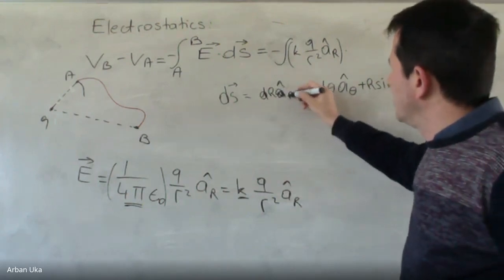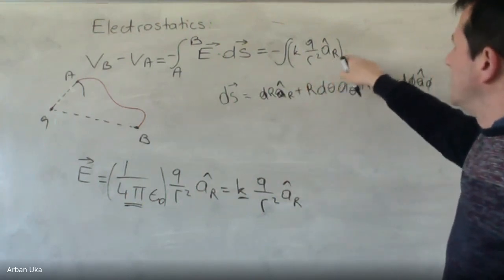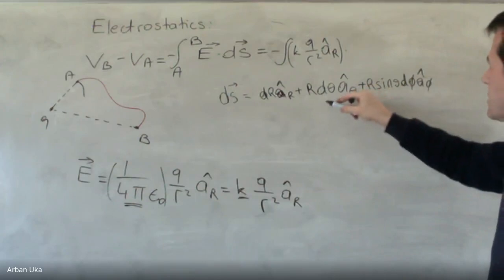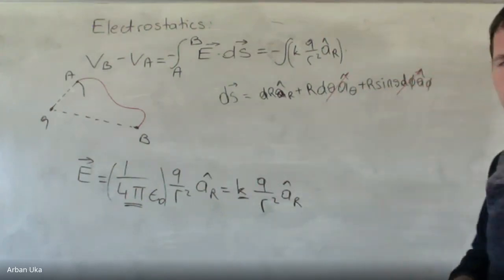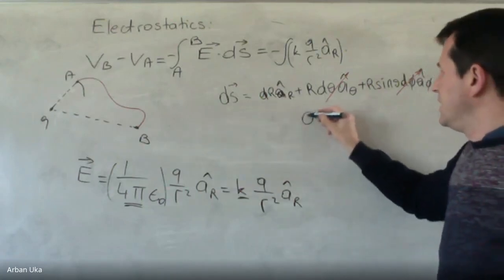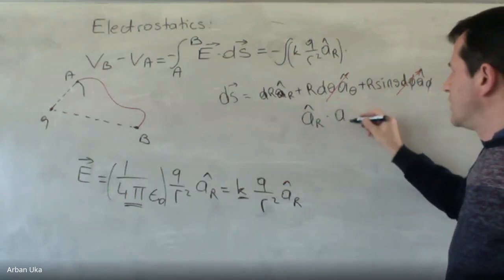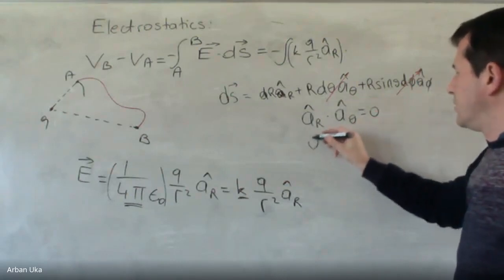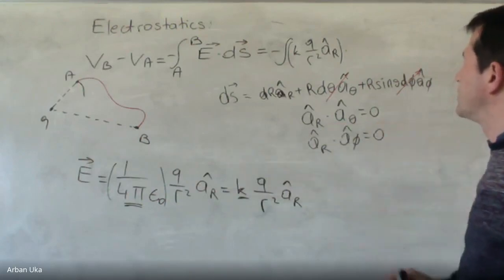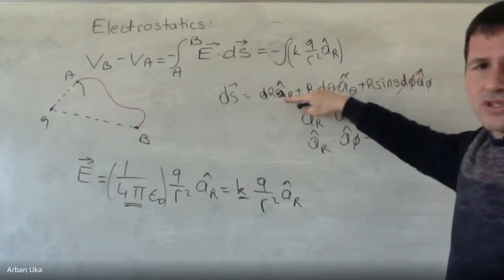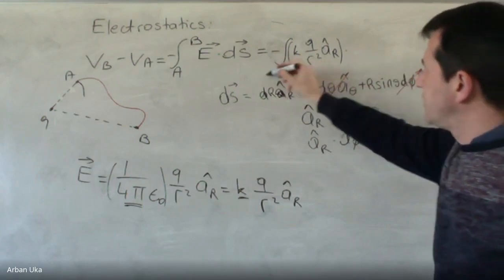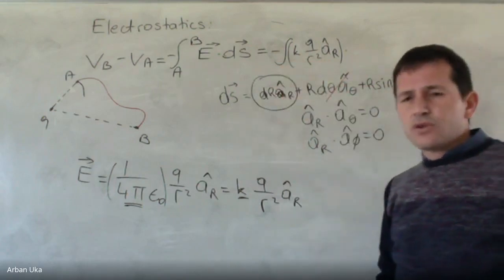Sorry, this is a_r. And then if we put this whole term here and take the dot product with the electric field, for sure, any dot product with these terms will be 0, because we know that the spherical coordinate system is an orthogonal coordinate system, which means that a_r dot a_theta will be equal to 0. And similarly, a_r dot a_phi will also be equal to 0. Which means that if we insert this whole term here, the only term that will survive is this.